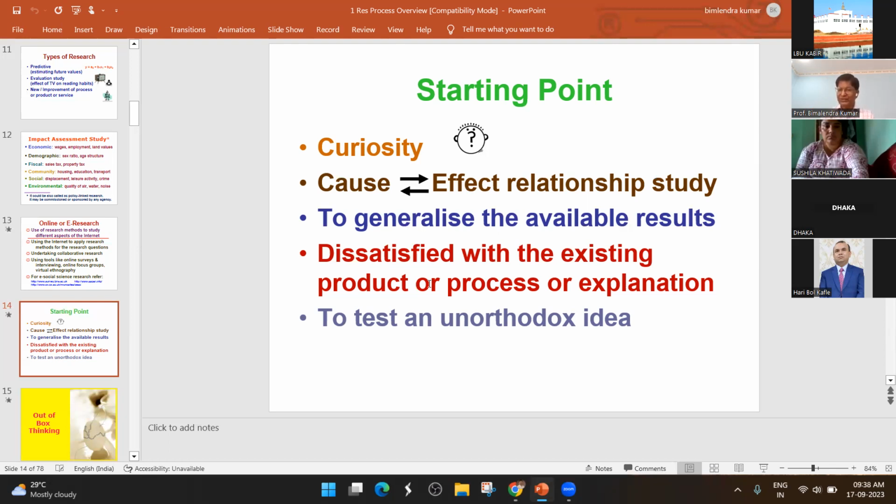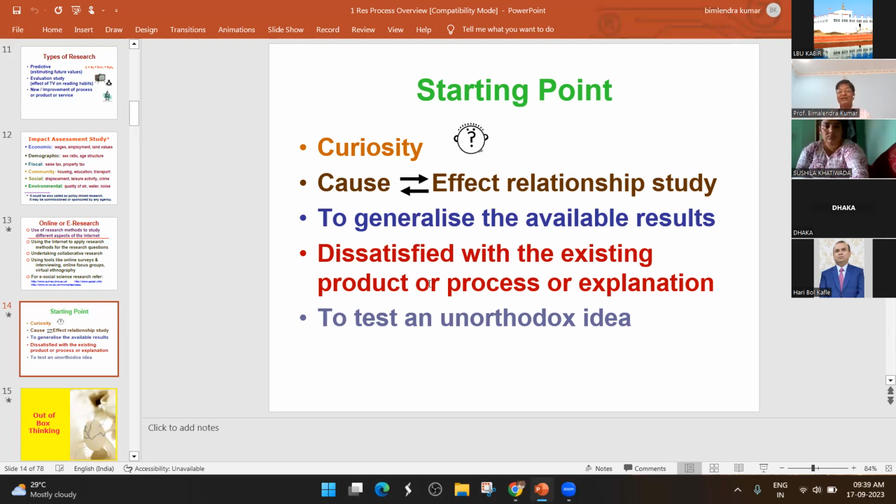So how these things are happening, there must be inquisitiveness, there must be curiosity to know what, how, and when these are happening. There must be a tendency to know, a curiosity to know the things. In that way, we can raise some questions.